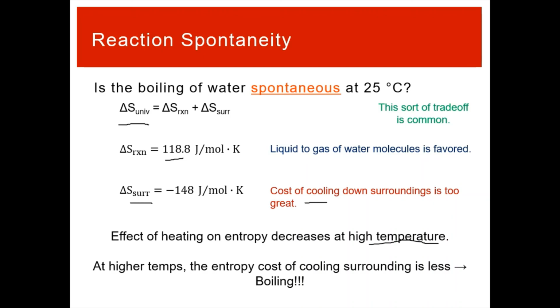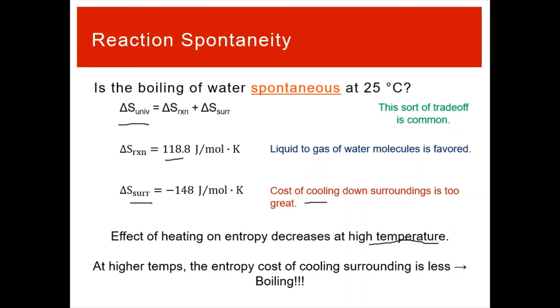This sort of trade-off, the idea that there's an entropy change for the reaction that's favored or unfavored, and for the surroundings they're in opposite directions, is really common for a lot of chemical reactions. There's this balance where yes, the system would have a higher entropy, but the surroundings would be worse, or the surroundings would be better, but the system would be worse. Those sorts of trade-offs are really common, and we're going to see that they are useful for predicting how we can make something spontaneous.